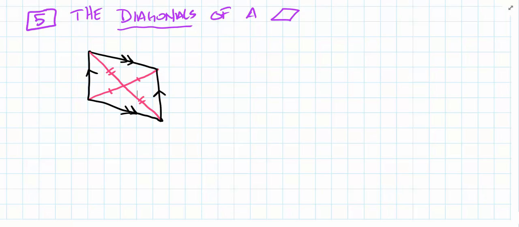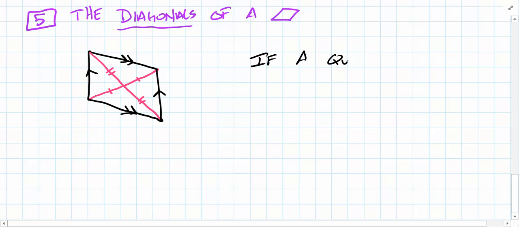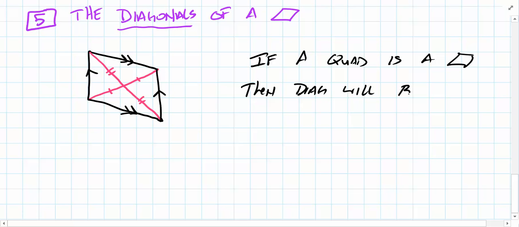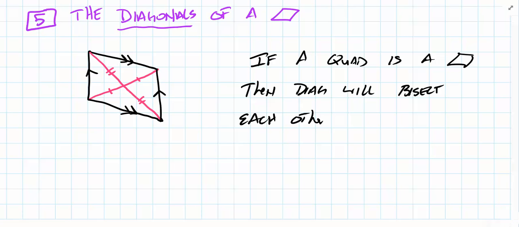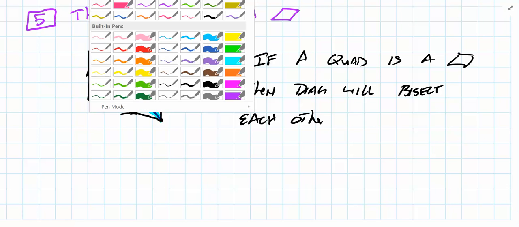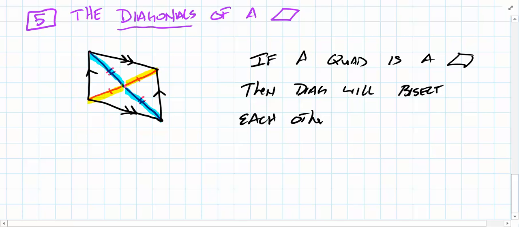So the theorem for this third and final property says this: if a quadrilateral is a parallelogram, then the diagonals will bisect each other. So meaning that if it's a parallelogram, this line segment and that line segment will be equal. That line segment and that line segment will be equal. The diagonals will bisect each other.